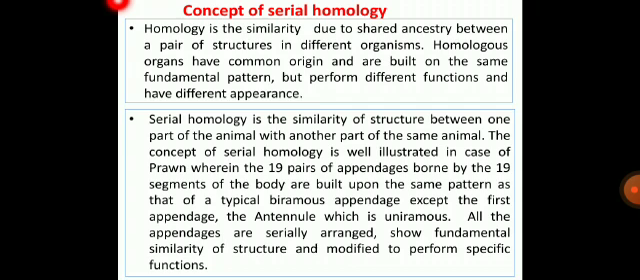The concept of serial homology is well illustrated in case of prawn, wherein the 19 pairs of appendages borne by the 19 segments of the body are built upon the same pattern as that of a typical biramous appendage, except the first appendage, that is the antenule, which is uniramous, and all the appendages are serially arranged, that is they show fundamental similarity of structure and modified to perform specific functions.